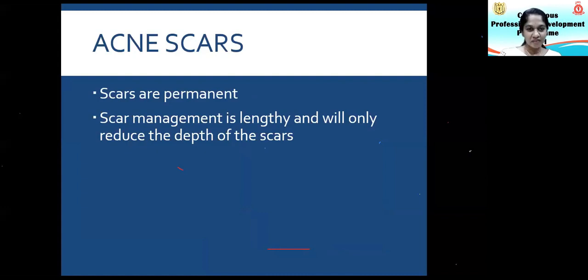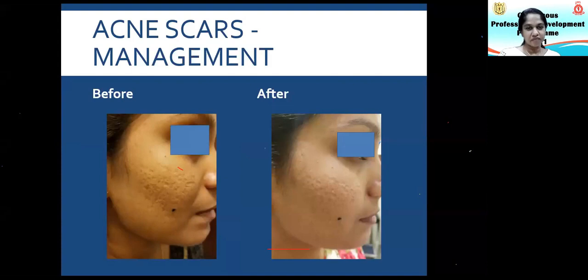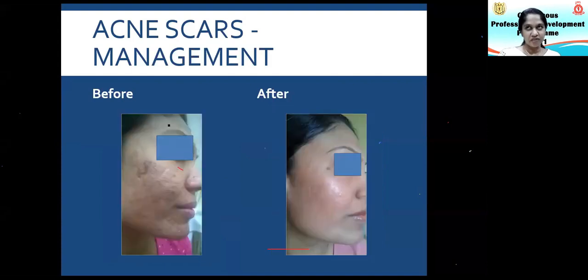Scars are permanent, as I said earlier, and scar management is lengthy, and we can't just get rid of the scars. We can only reduce their depth. As you see in these pictures, you can reduce the depth of the scars with various treatments like carbon dioxide laser, chemical peeling, and microabrasion. But all these treatments are lengthy, time consuming and maybe even expensive. So these are scar management.